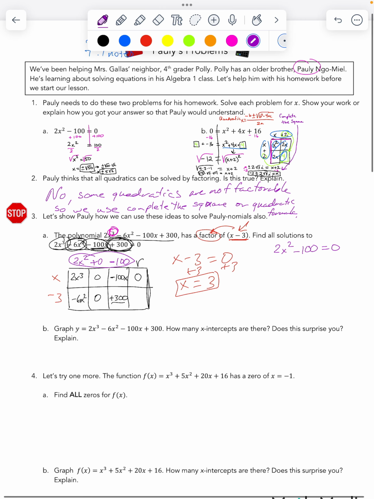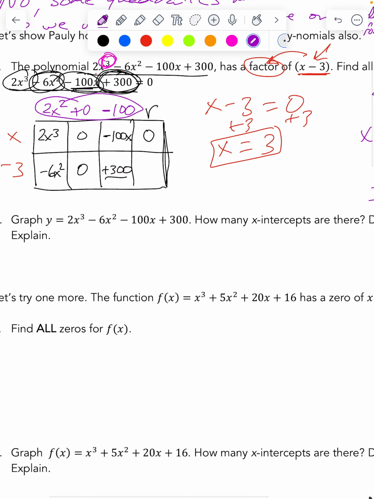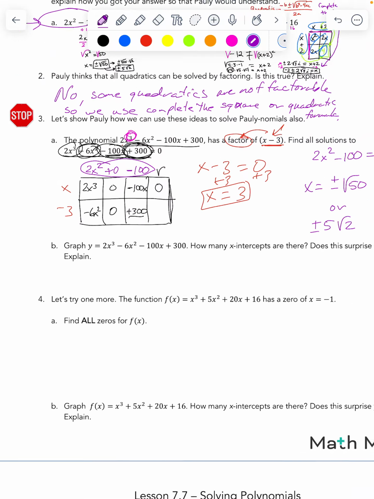Well, we already did that problem. We did it up here in part A. So I'm going to say x is equal to plus or minus the square root of 50, or if that really bothers you, we can do 5 times the square root of 2. But either one will work because we're going to show you what happens when we look at a graph of this. So it says graph this whole thing, this 2x cubed minus 6x squared minus 100x plus 300.